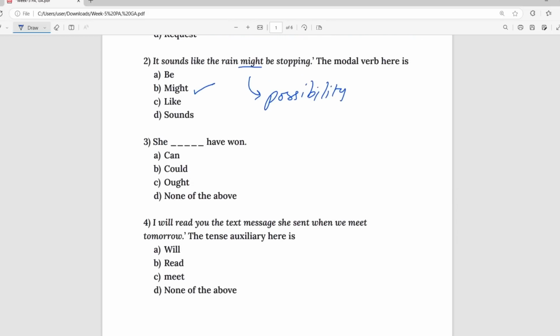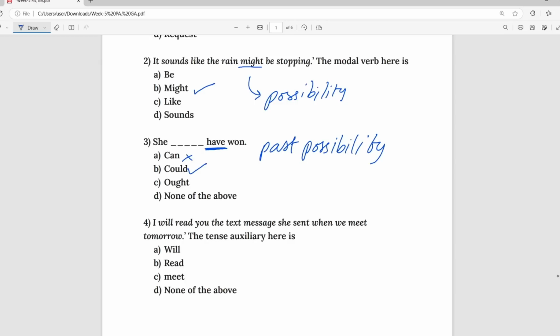So third question, she blank have won. They gave options as can, could, ought, none of the above. She can have won? No. It's about past possibility or ability that did not happen. So the answer is could. She could have won. Option B.